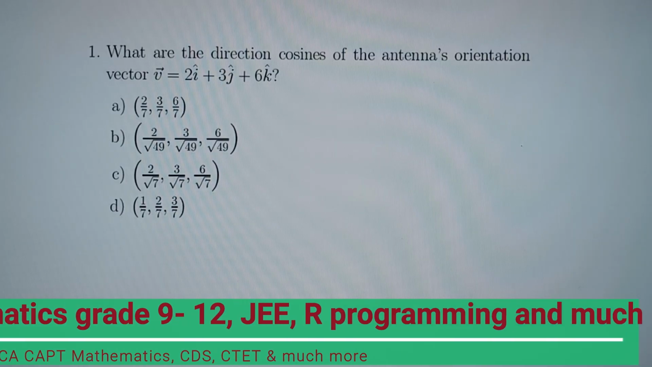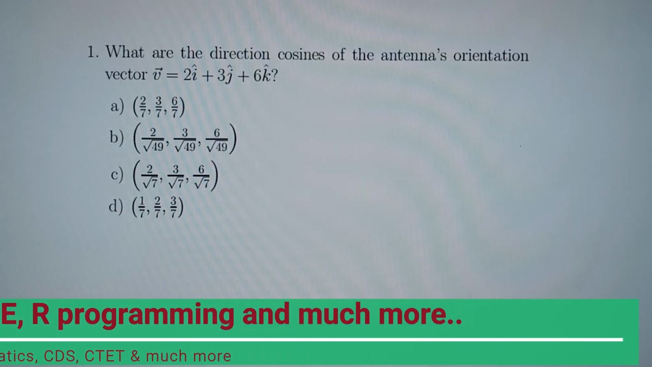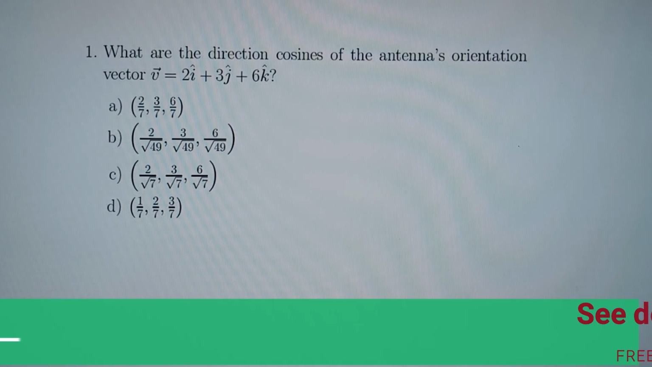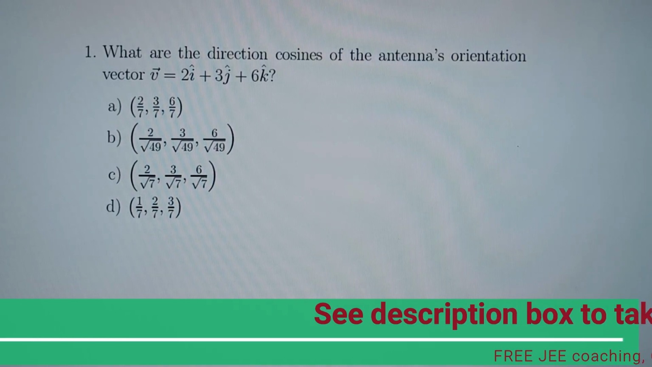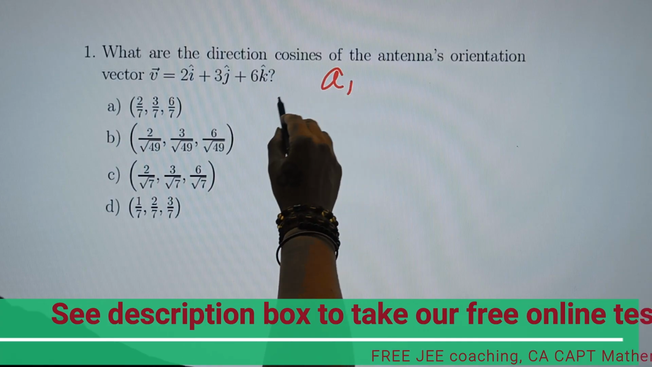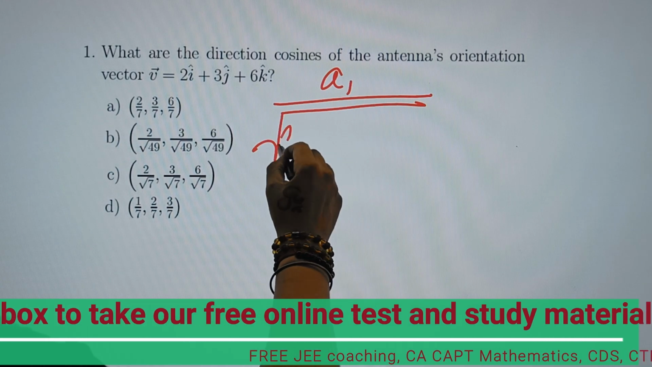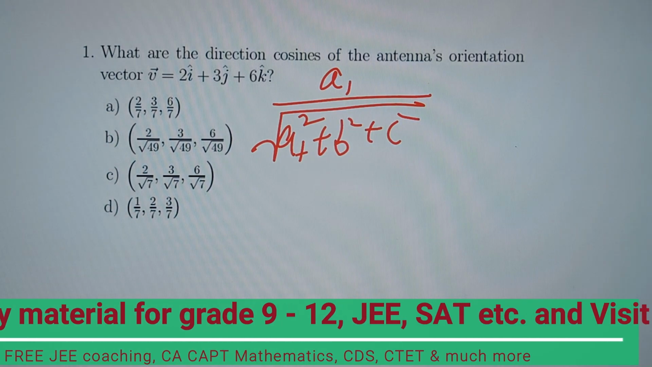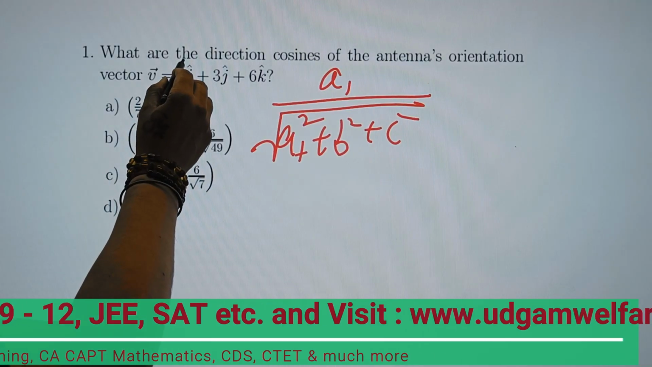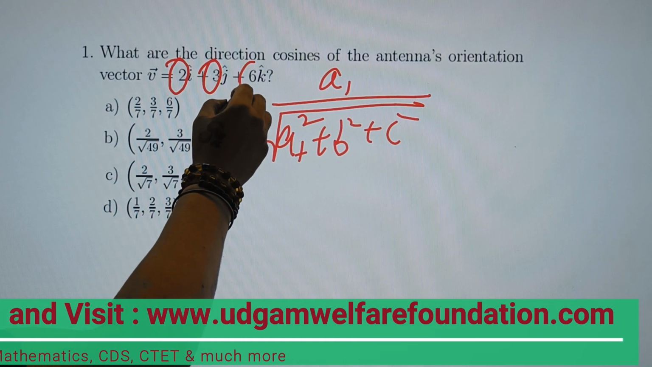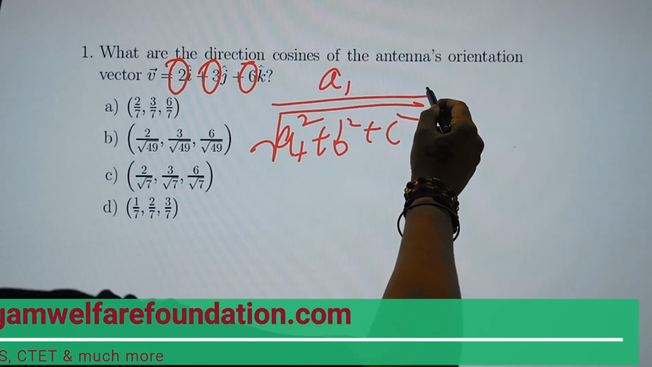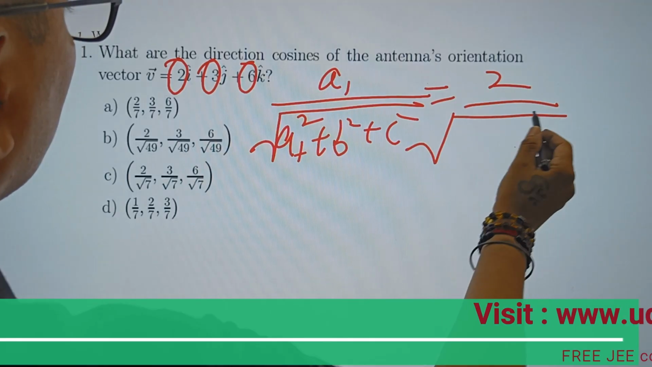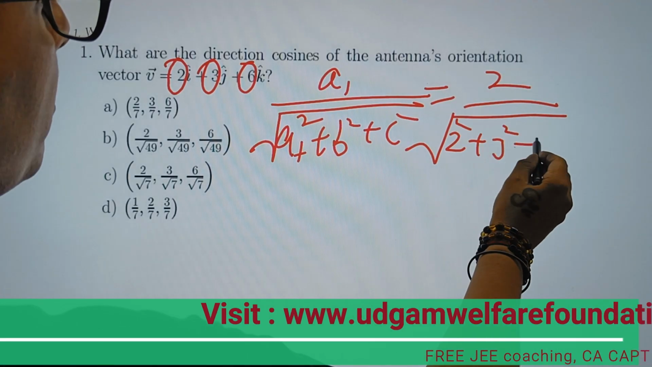What are the direction cosines of the antenna's orientation having vector v equal to 2i + 3j + 6k? As we have discussed the formula related to direction cosines, it can be easily found by using a upon root over a square + b square + c square. Now a, b, c are the coefficients of i, j, k respectively. Hence the first coordinate is going to be 2 upon root over 2 square + 3 square + 6 square.